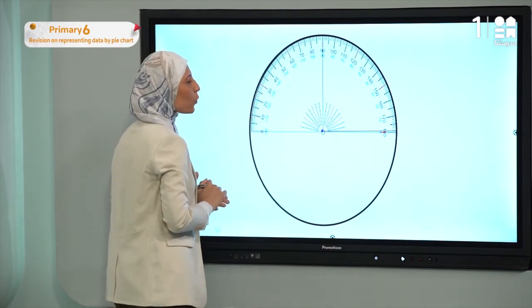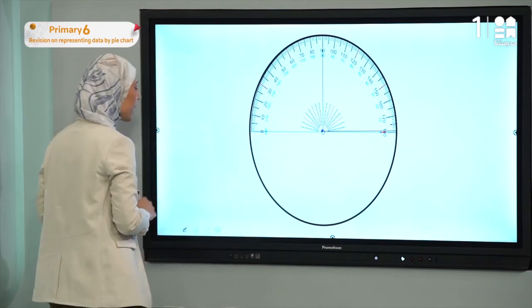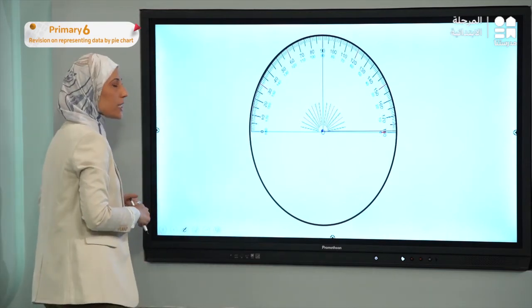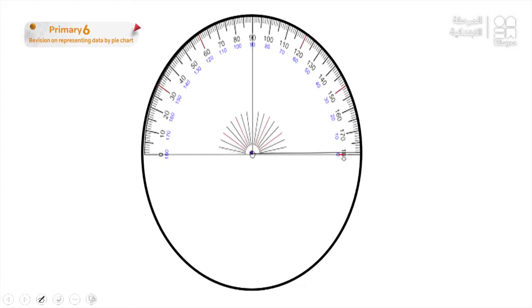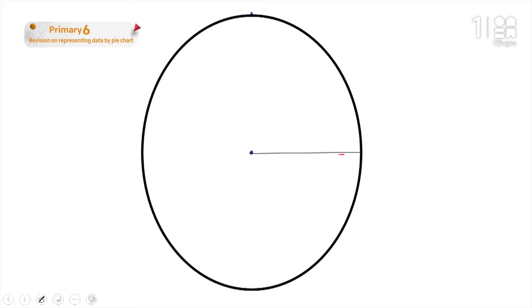First of all, I am going to draw 90 degrees. My first angle was 90 degrees, which was for Arabic. Here I will put my point from the zero to the 90. I will put it, then I will remove my protractor and draw a line.